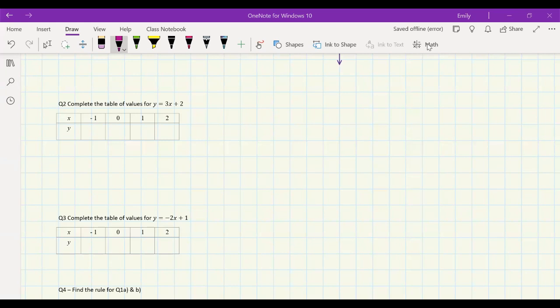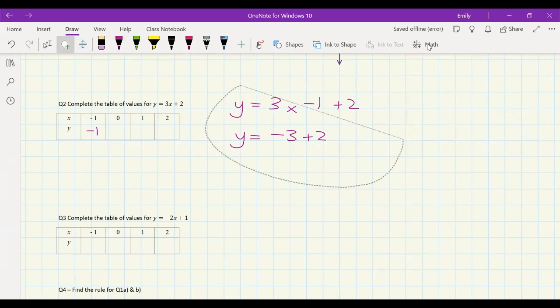Okay, now let's try question 2. We're going to complete the table of values for this rule, y equals 3x plus 2. So we're going to replace the x with the different values that we've got here. The first one is -1. So we're going to say y equals 3 times -1 plus 2. So y equals, now 3 times -1 is -3, plus 2. -3 plus 2 is -1. So that is what we put there.